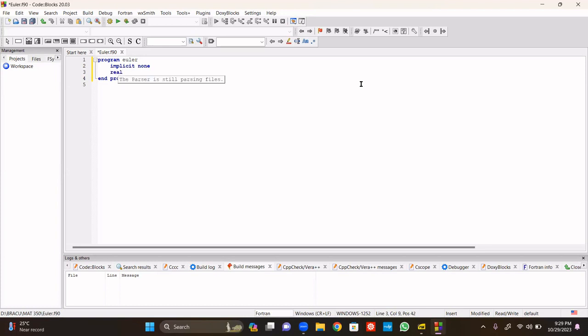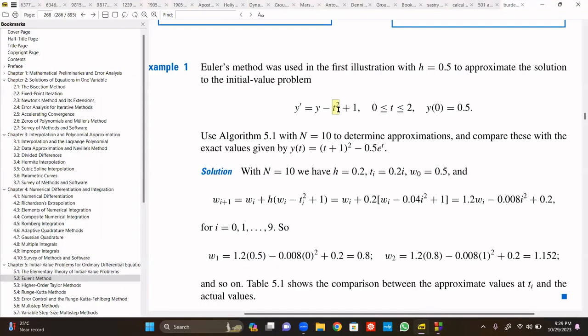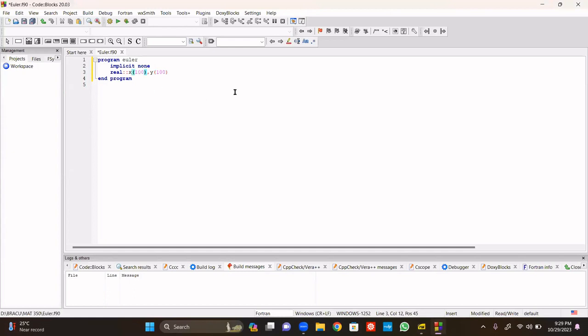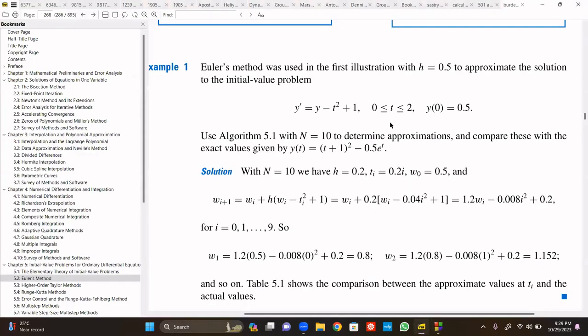So let's declare a real array called X. For now, say we define the dimension to be 100, and Y, 100. In the PDF, you can see that they use T, all right. So we are going to use T as well, just for being coherent. So let's write the variable name T. So T and Y are already what you should know what these are, right? This Y and this T.